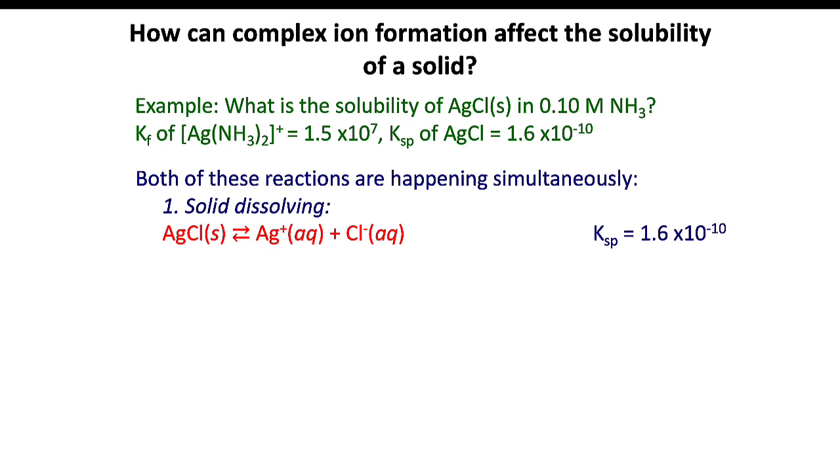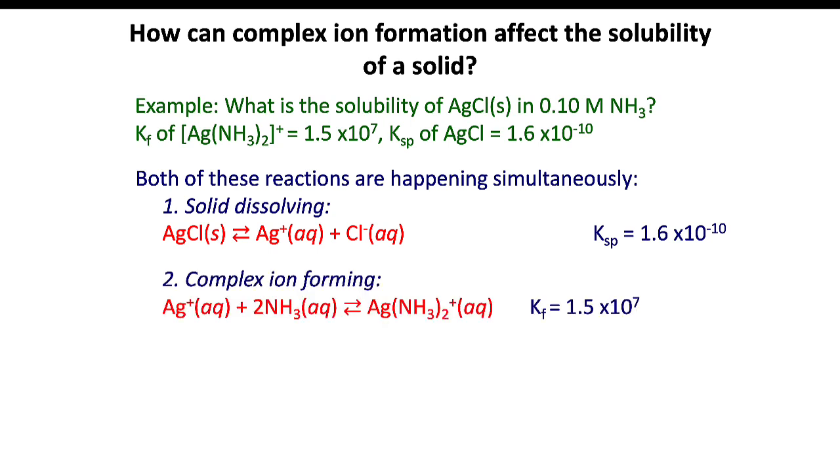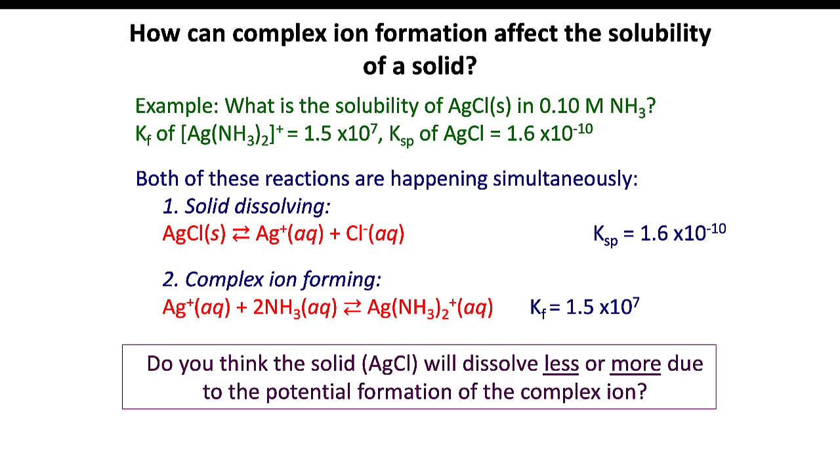This is that expression and the corresponding K value for KSP. And we also have the complex ion forming, which is this expression, where we have the silver plus and the two ammonias that are forming this complex ion, and we have the following Kf here as well. So this is a question, right? If we have the presence of ammonia, do we think that there will be more or less solid silver chloride able to dissolve when this complex ion has the potential to form?